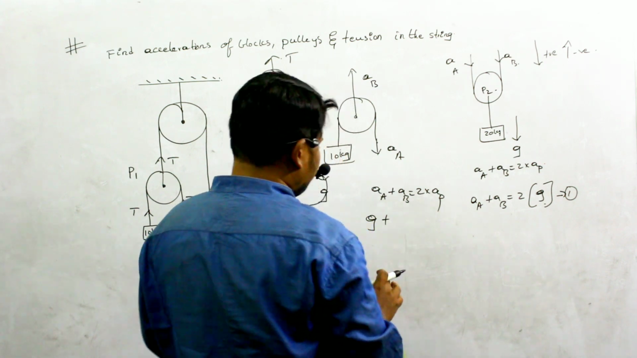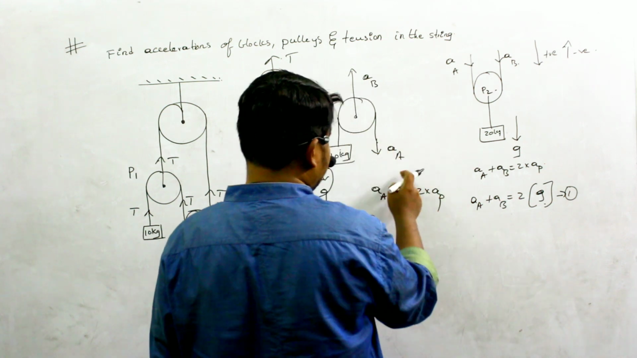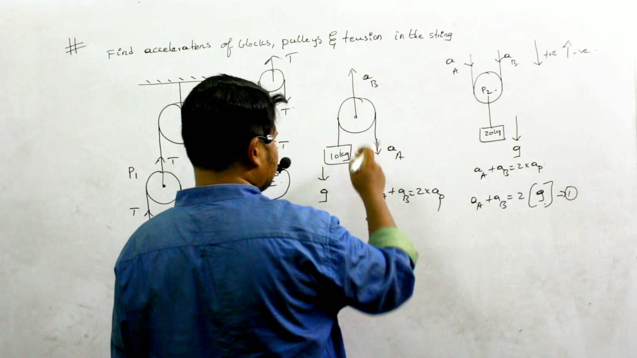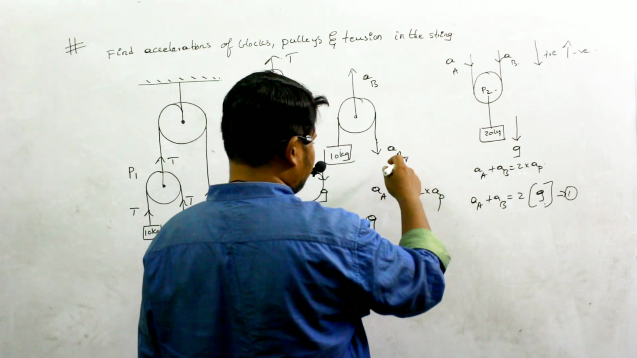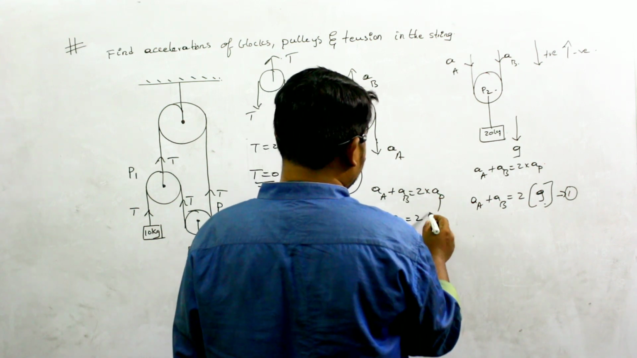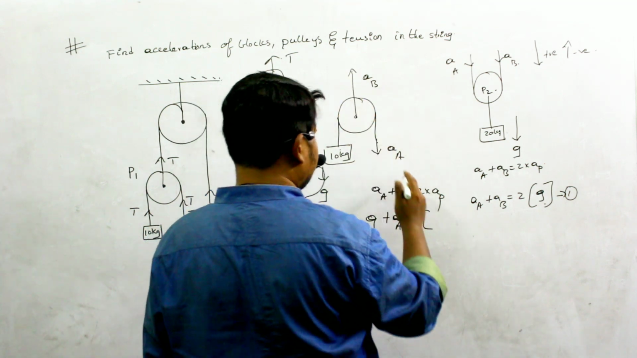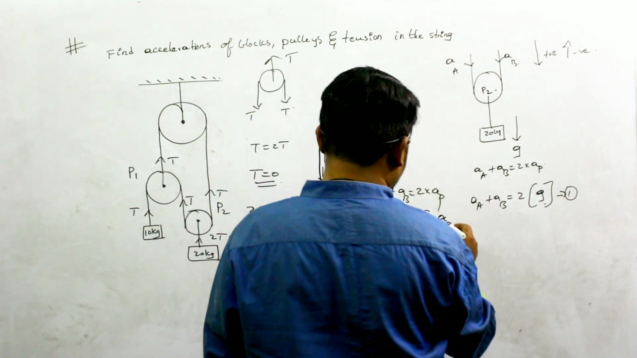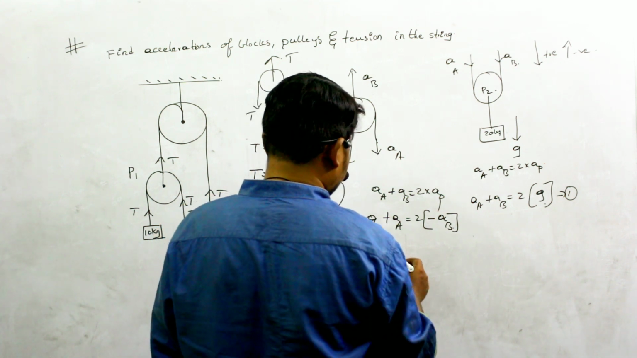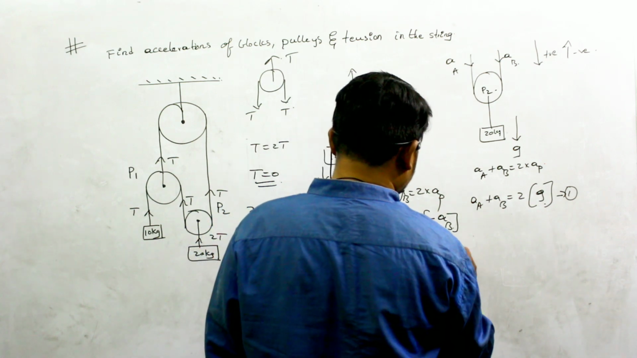So therefore I will write G, this is our B, acceleration of, this is block A, this is block B, and this is the acceleration of the pulley. And acceleration of A is downwards, so plus acceleration of A is equal to 2 times the acceleration of the pulley. The pulley is moving upwards with an acceleration of AB, so minus AB. So therefore, G plus AA is equal to minus 2 AB. So this is my equation number 2.